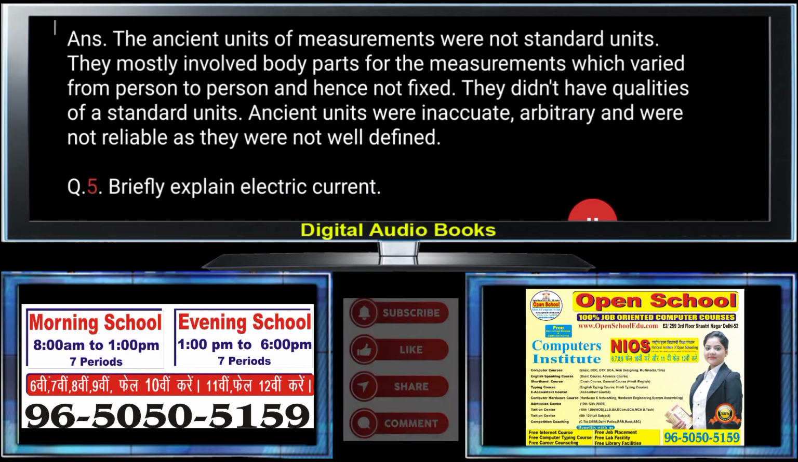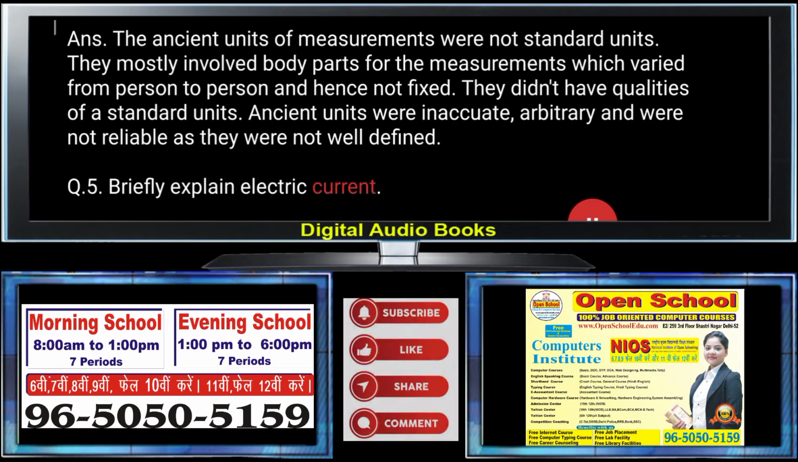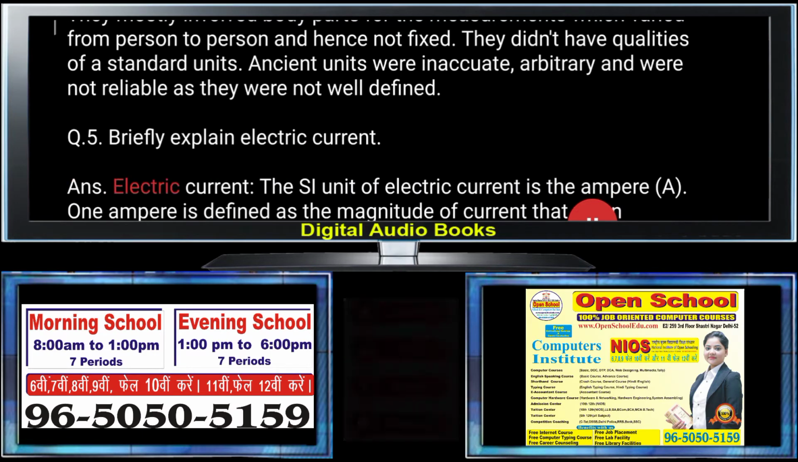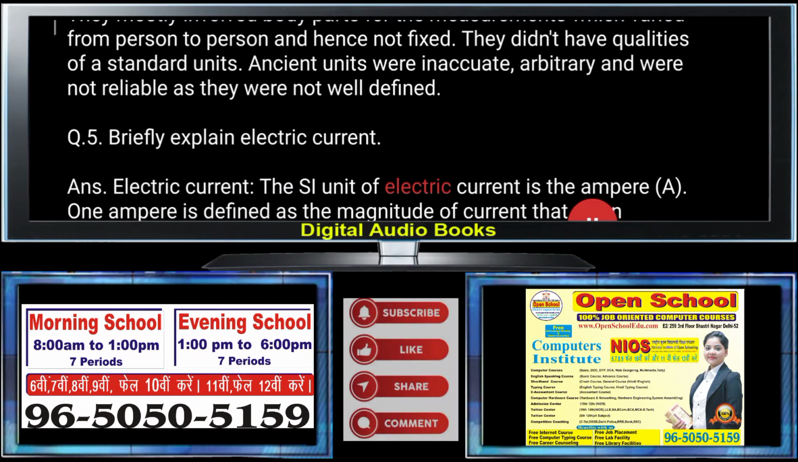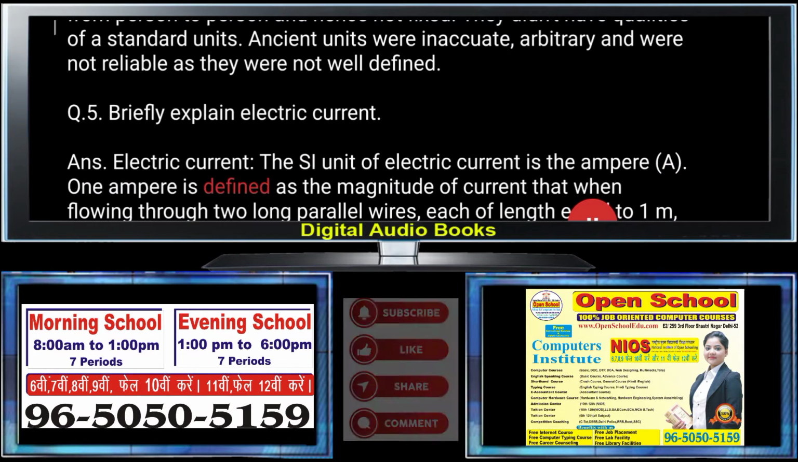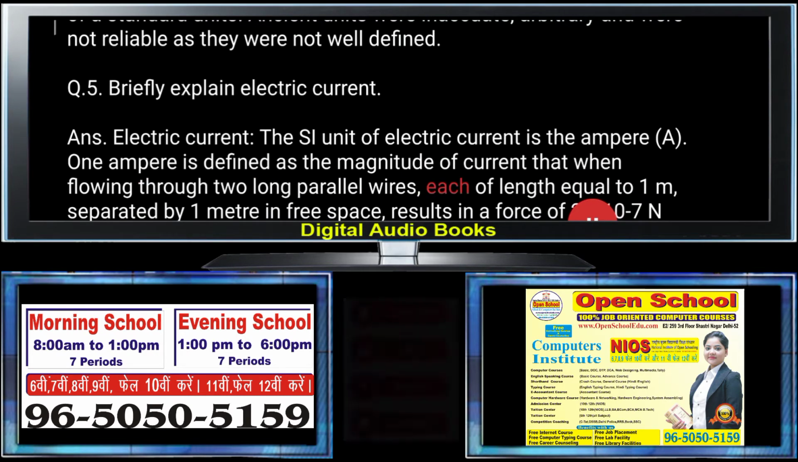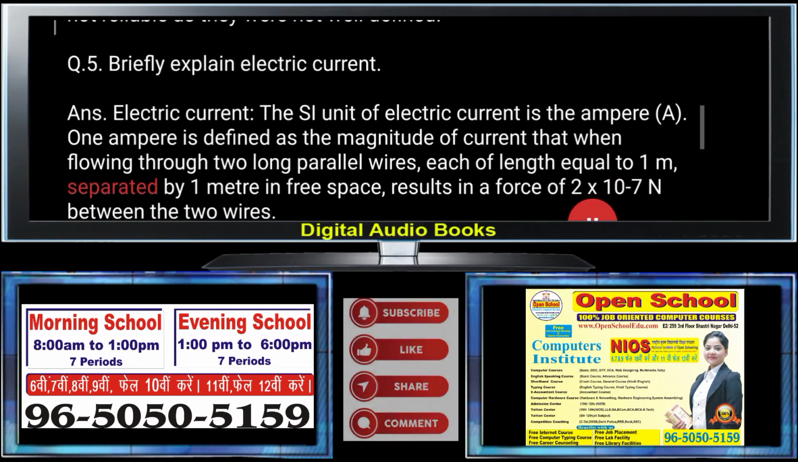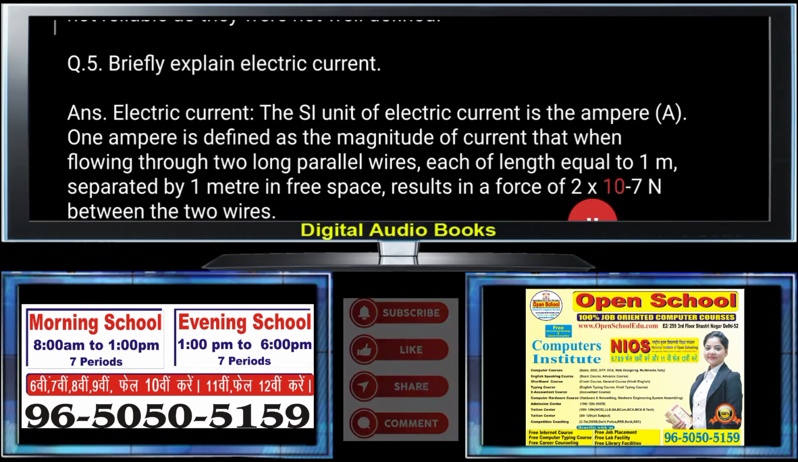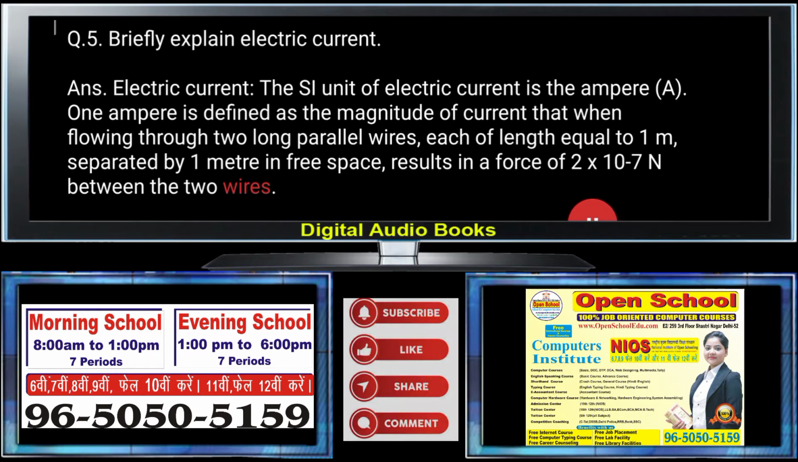Q. 5. Briefly explain electric current. Ans. Electric current. The SI unit of electric current is the ampere. 1 ampere is defined as the magnitude of current that when flowing through two long parallel wires, each of length equal to 1 meter, separated by 1 meter in free space, results in a force of 2 × 10^-7 N between the two wires.